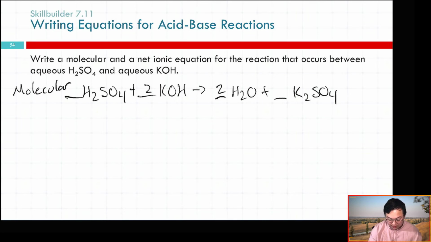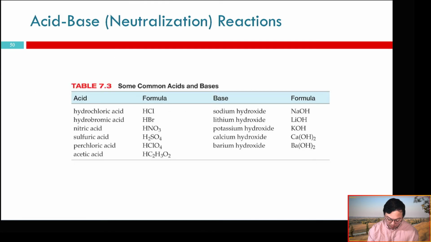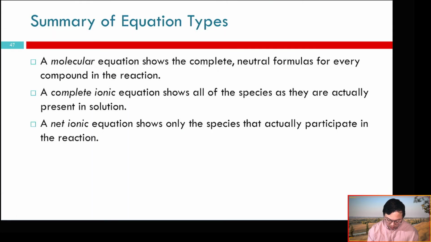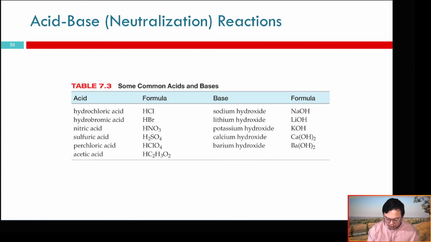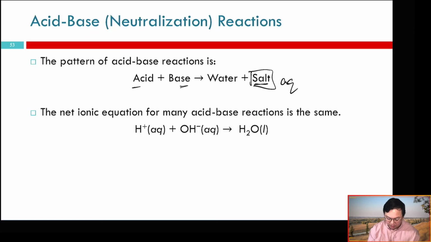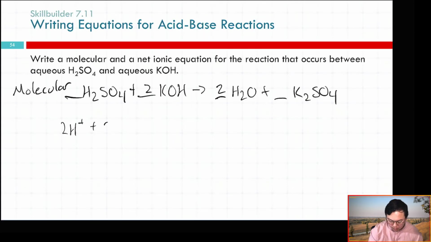Now we can write this out as the constituent ions, right? So we have 2 hydrogens. Yeah, and then we want a net ionic equation, but wait, I gotta remind myself on the names here, because there's a complete ionic equation. Right, so we'll do the complete ionic equation and then make the net ionic equation from that. So do SO4 2 minus plus 2 potassiums plus 2 hydroxides.